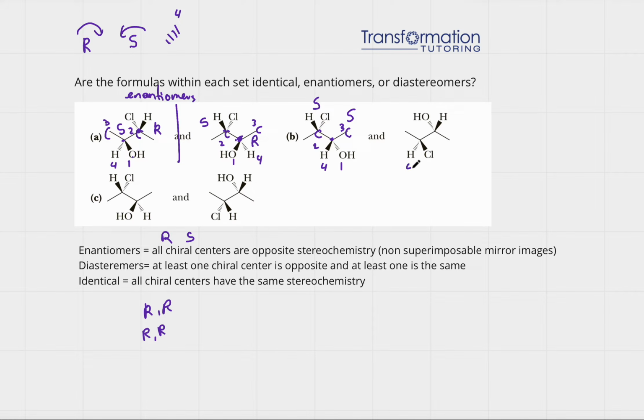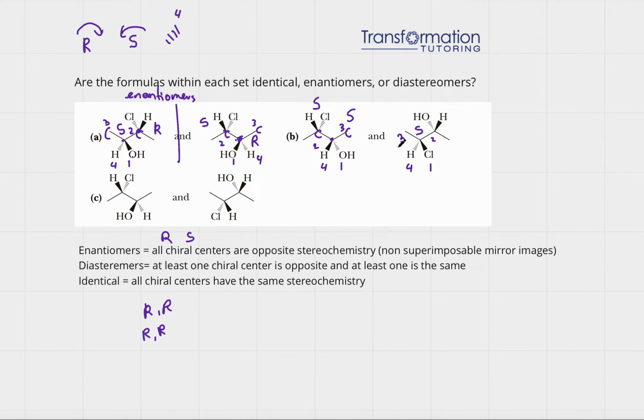Let's look here. Hydrogen 4, chlorine 1. This carbon is connected to OH. This carbon is connected to hydrogens. So this is 2, and this is 3. My lowest group is dashed, so we're good to go. 1, 2, 3. It looks like I'm going in this direction, counterclockwise. So this must be S.